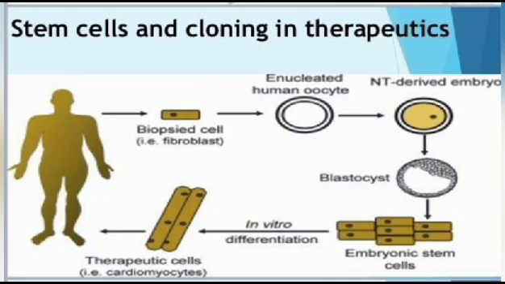Next, right here you have an illustration of stem cells and cloning in therapeutics. Cloning is an area that is currently thriving and is very important as far as therapeutics is concerned in the cure of certain conditions like cancers and all that. You could get stem cells. They could be embryonic stem cells. From the diagram you see, there could be embryonic stem cells. There could be stem cells from adults, like from the bone marrow.